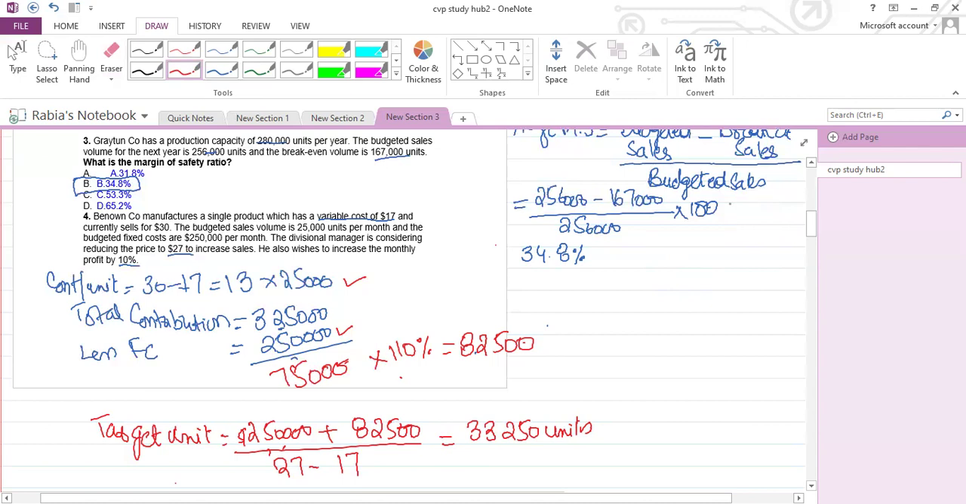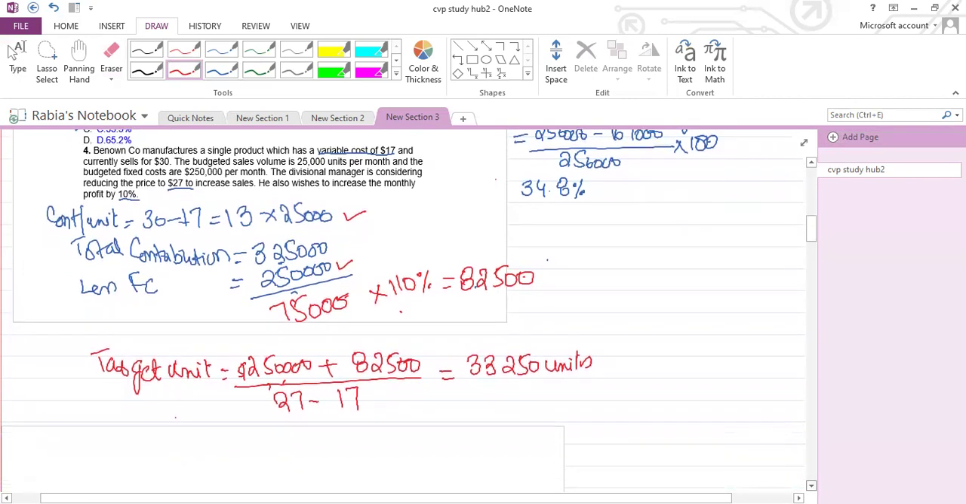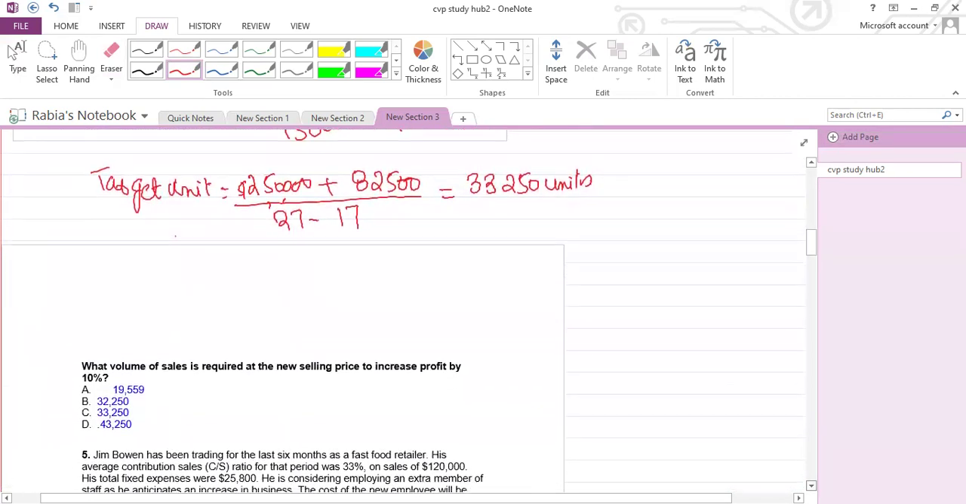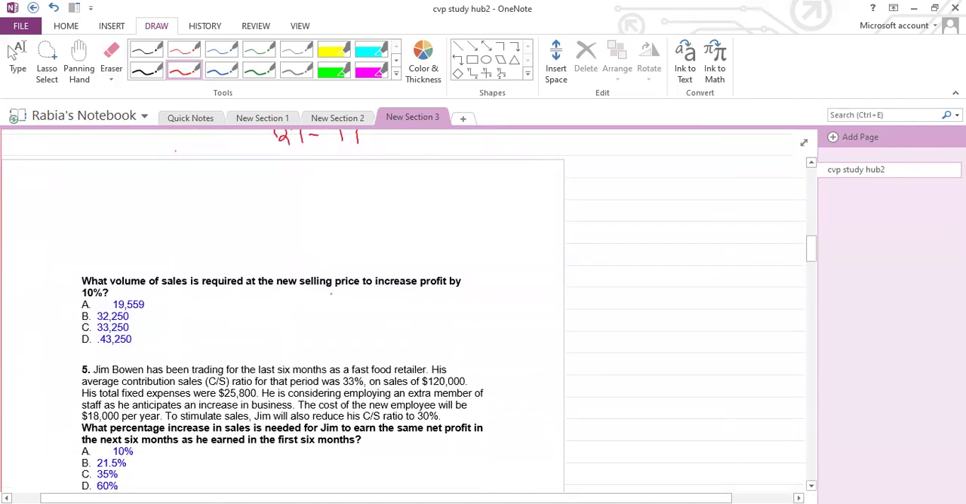So which option is the right option? Option C is the right option. Option C, 33,250. Now move towards the next question.